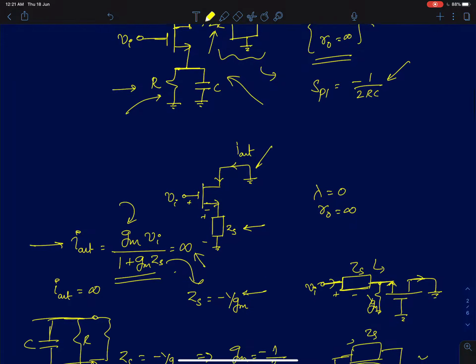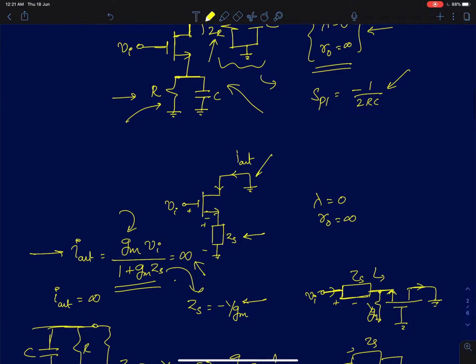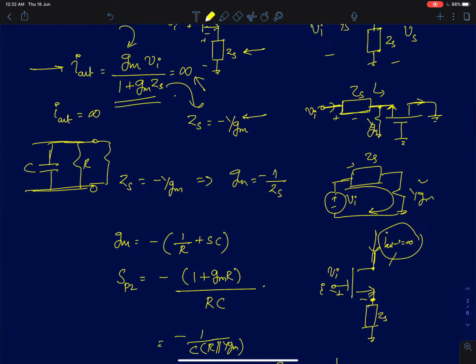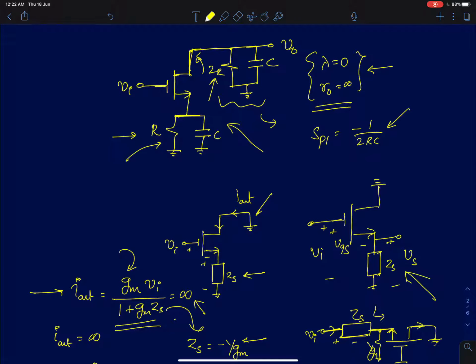If I satisfy this condition for some value of S, then your I out is going to be infinity. Now this is mathematics, of course. We can also see intuitively what happens when ZS becomes equal to minus 1 by GM. In this circuit, VI is the voltage entirely appearing across this; part of it appears across VGS and part of it appears across VS. So I'll call this voltage VS. If I can show that at some value of S, VS becomes equal to infinity, and ZS is finite at that value of S, then I can say I out is infinity.